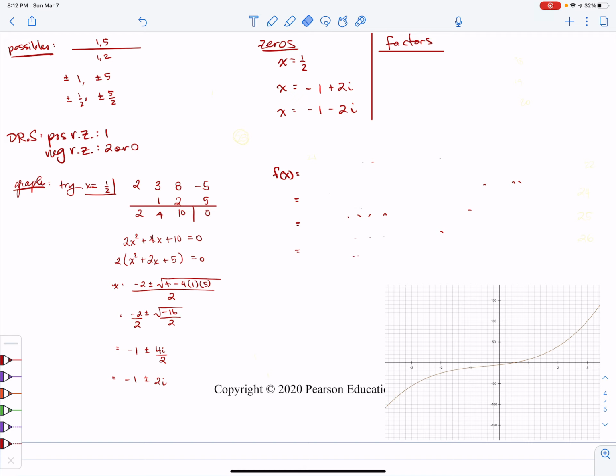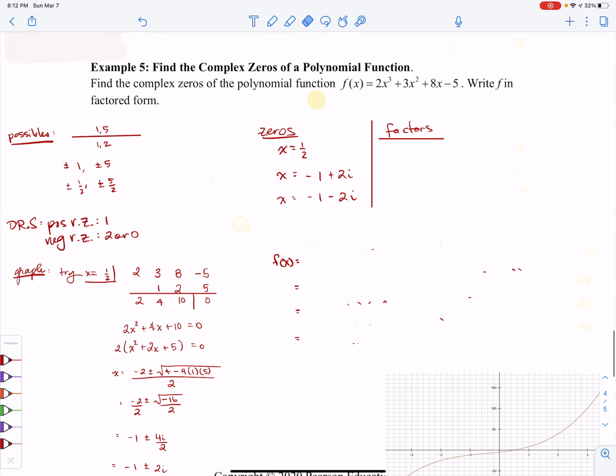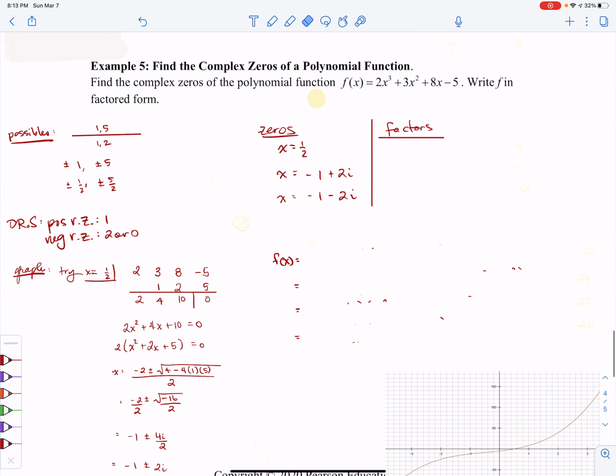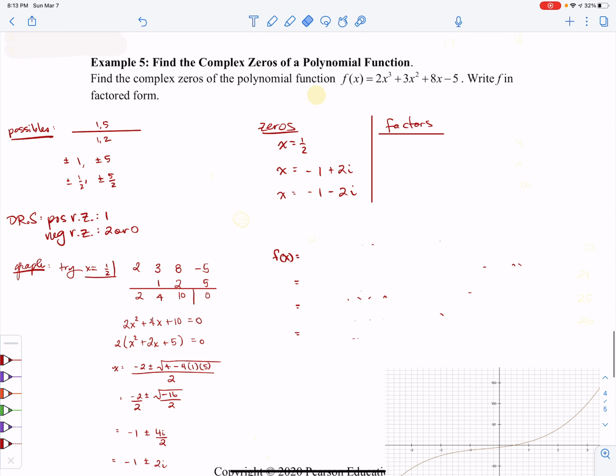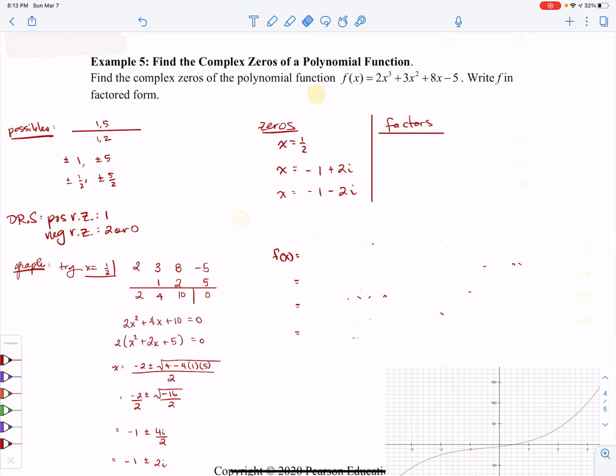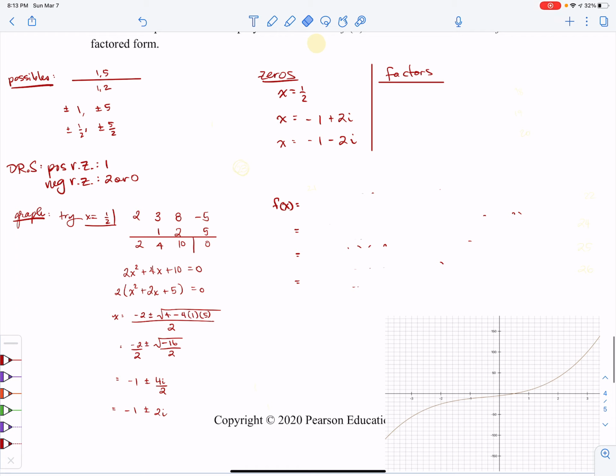And now this answers the first part of the question, to find the complex zeros of the polynomial. But then we also have the second part of the question where it says to write in factored form. So in order to write in factored form, let's take each of our zeros and turn them into factors. Now I'm about ready to write these down as a product. Well, let's go ahead and do that.